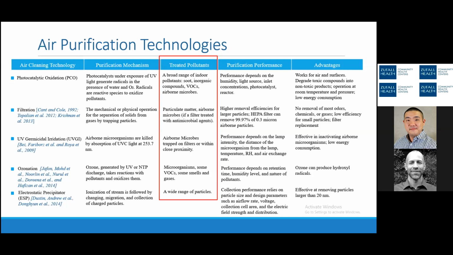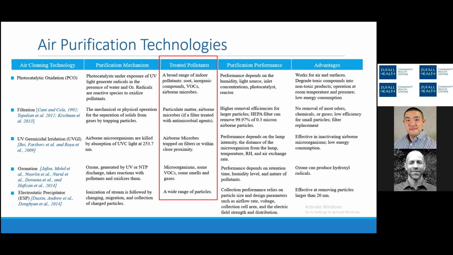As we move down the list, some of these other technologies are a little more limited in terms of the types of contaminants that they can either filter out or remove from the air. So filtration basically only works on particles that are larger than about 0.3 microns. And again, that leaves a lot of contaminants in the air that are potentially unfiltered.